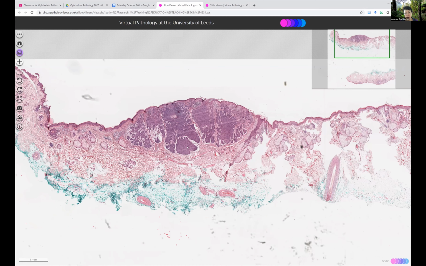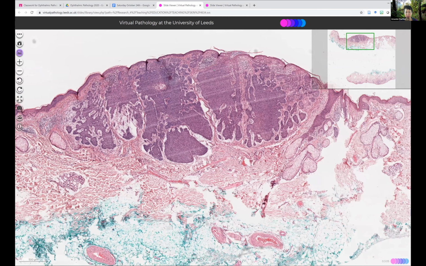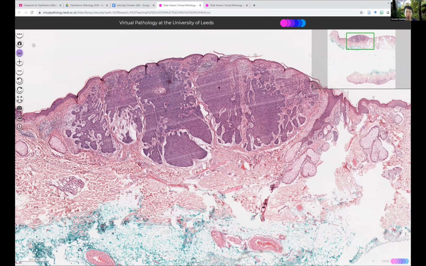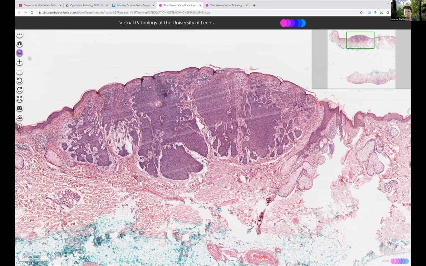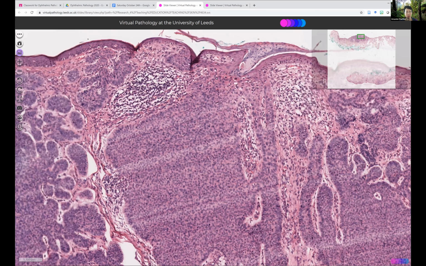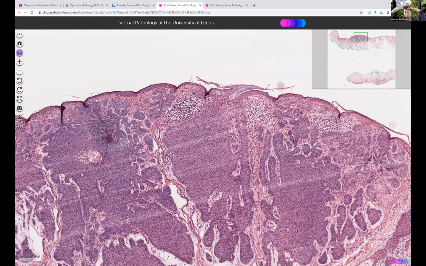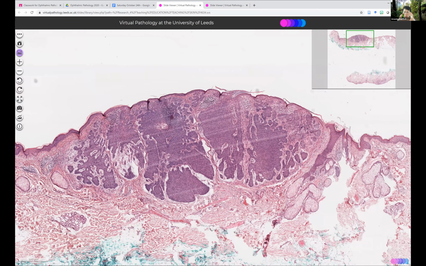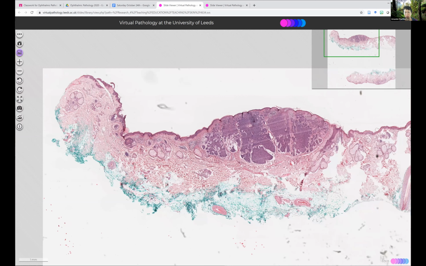Now I'm going to talk about architecture. Composed of basaloid, meaning blue, solid nodules and lobules of cells. These cells appear to be connected to and/or arising from basal follicular surface epithelium. So it's blue, it's basaloid, it's below the surface epithelium, blue, basaloid, making these ball shapes. So at this low power, I think it's going to be a basal cell carcinoma.